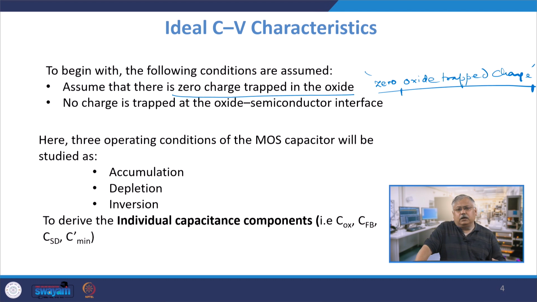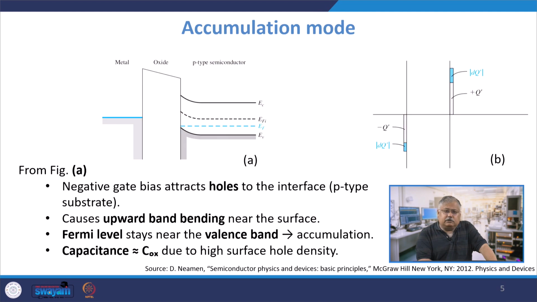We will go one by one and try to derive the value of the individual capacitance components, which is basically your oxide capacitance, right, the flat band capacitance, your source to drain capacitance, and minimum capacitance as we move in ideal CV characteristics. Let us look at the accumulation mode, right. So, there are 3 modes I told you. Let us look at the accumulation mode now.